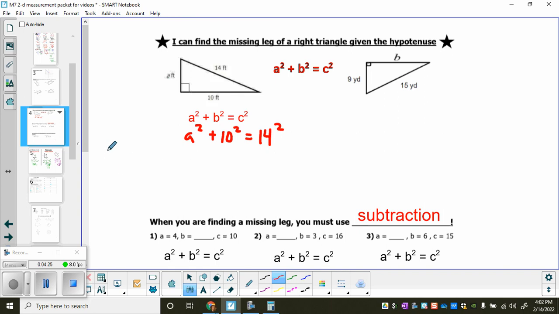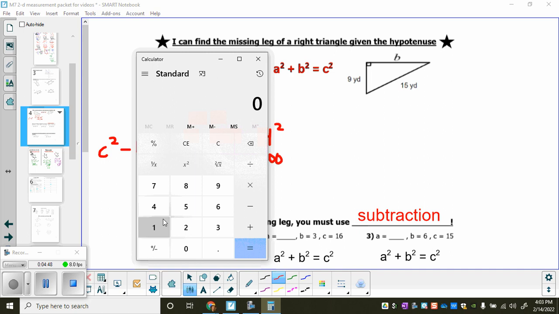So a lot of you are going to start to kind of develop this in your brain that when you're trying to find the missing leg, you just do c squared minus the leg that you have, and then you'll be given that one left over. So here, I'm just going to drop the line. I've got the 196, 14 squared is 196, and I'm going to be subtracting 100 from that. 10 squared is 100.